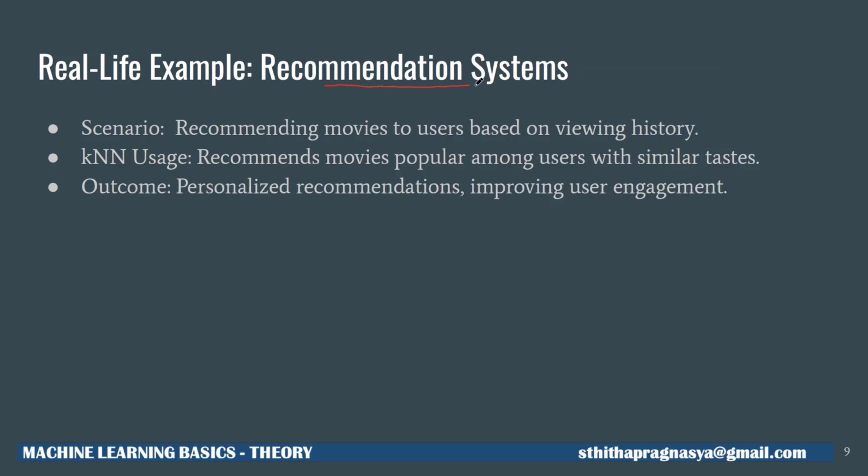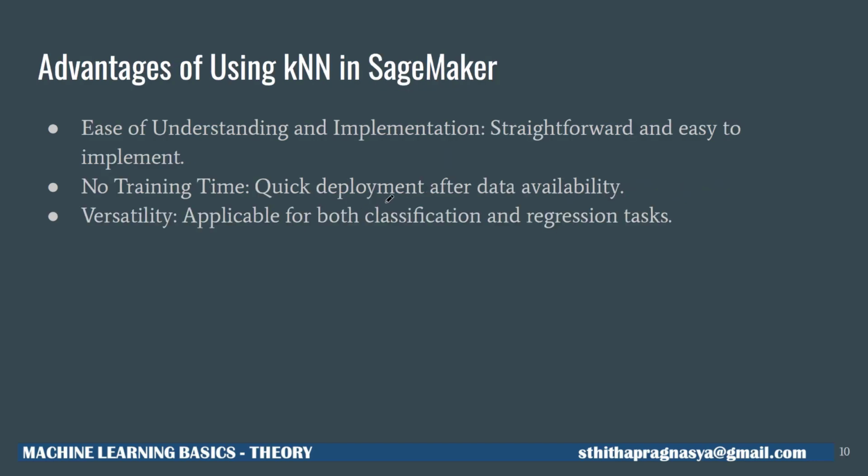And another one is recommendation systems. Everyone might have already known this. Recommending movies to users based on their viewing history, something that Netflix does. How does it do it? By comparing a user's viewing history with other users who have similar tastes, which are considered nearest neighbors, kNN can recommend movies that are popular among those neighbors. So you are seeing this in action every day with Netflix. The outcome is personalized recommendations that improve user engagement and satisfaction. So these are some examples. There are plenty of them.